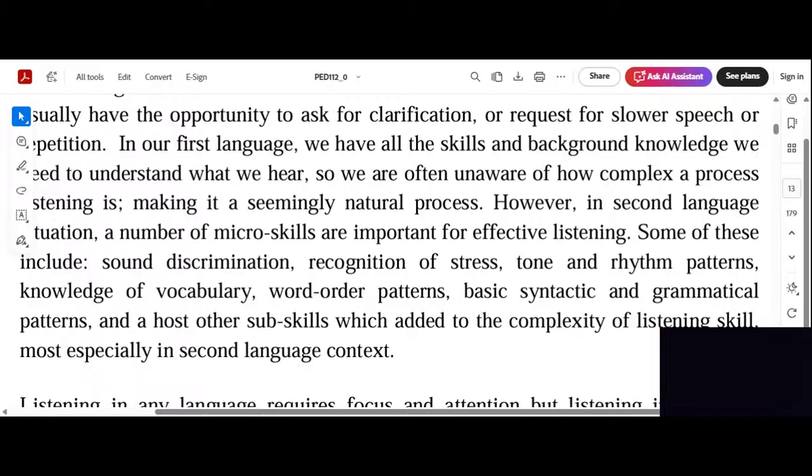So when somebody stresses a word that can appear in different forms, you will get the wrong meaning, even though the person is trying to communicate something else. So that is one thing about stress recognition. You have to recognize the stress in that language. Then the tone and the rhythm patterns.